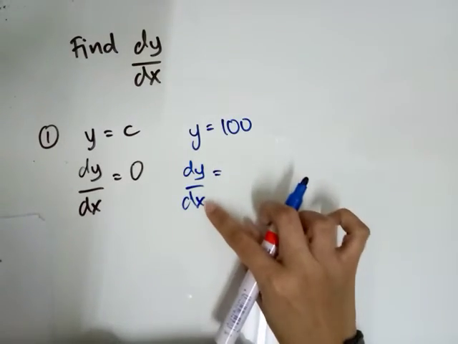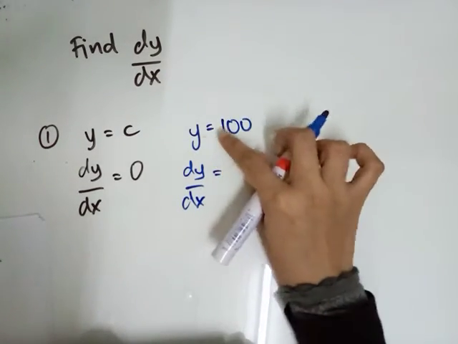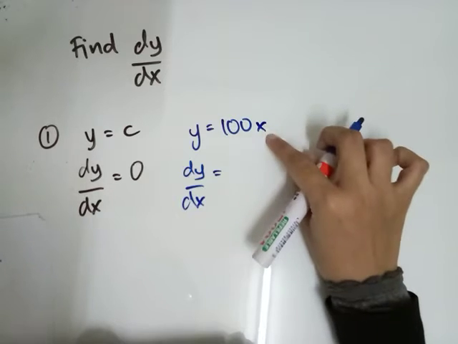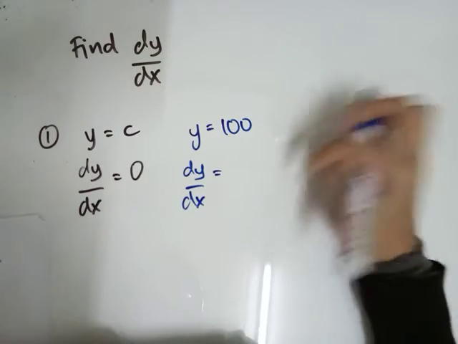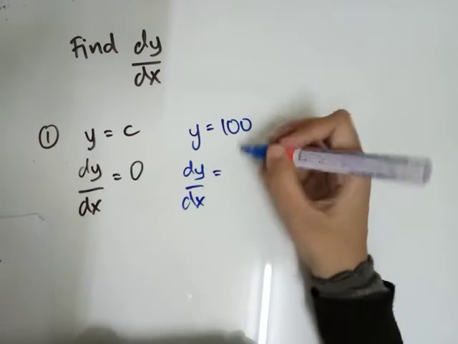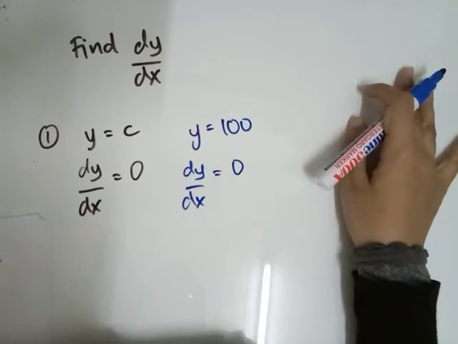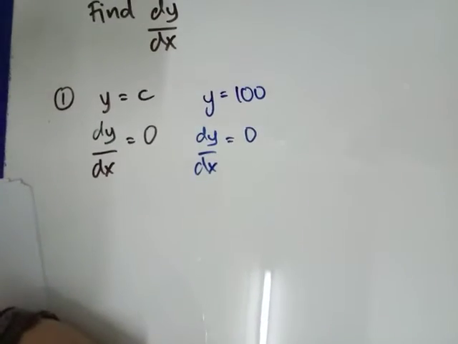Apa maksud with respect to x? Maksudnya y equals 100x, that means ada variable x dekat sini. But now dia tak ada x, dia tak ada variable x. So differentiate 100, you will get 0. This is the first one.